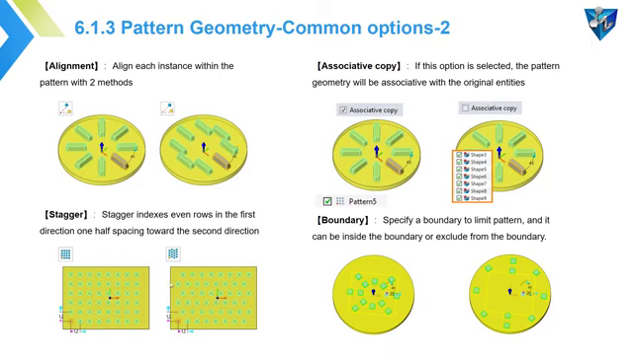And the next option is associative copy. As its name implies, whether you check it or not, the pattern will be associated or unassociated with the original geometry. And the last option is boundary. We can specify a boundary to limit the pattern, and it can be inside the boundary or outside the boundary.